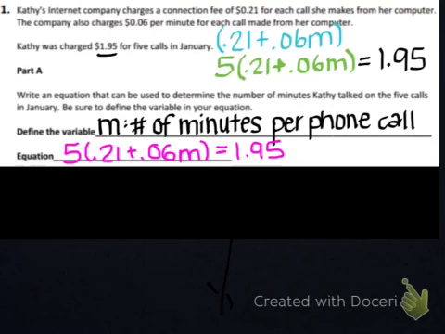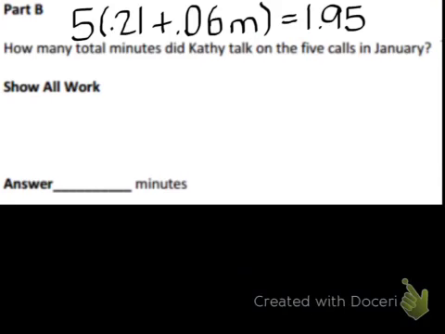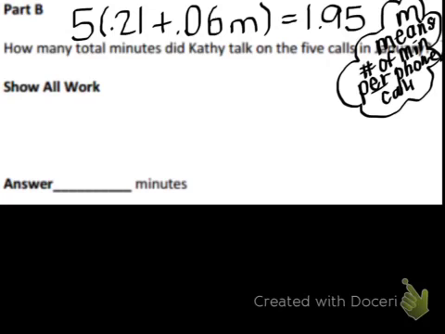Okay, so now that we've got our equation, we can continue on. Next they're asking us to find out how many total minutes Kathy talked on the 5 phone calls in January. So remember that M is representing the number of minutes talked in just one phone call, but they want to know the number of minutes talked in 5 phone calls. So let's not forget that part.